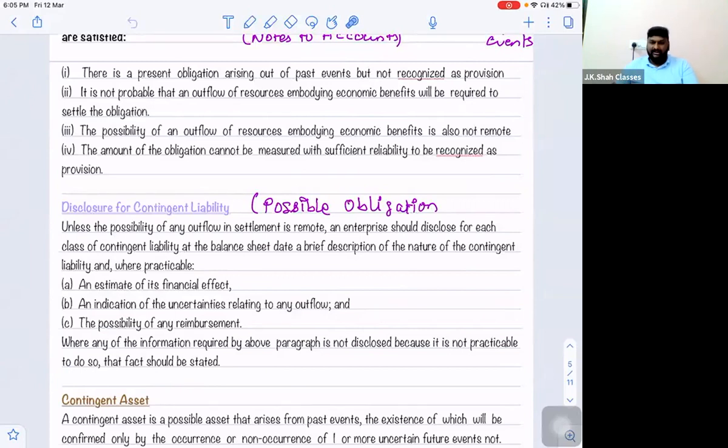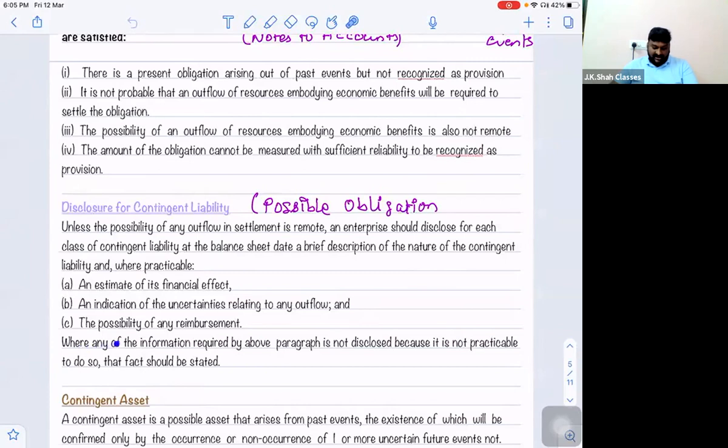The possibility of any reimbursement, that is third party claims. If you have to pay something as a contingent liability, but you are also going to get a claim from a third party in the form of reimbursement, then you can definitely record that as well. But reimbursement with respect to any contingent liability can be shown only if you are virtually certain that they are going to reimburse if you lose the case.